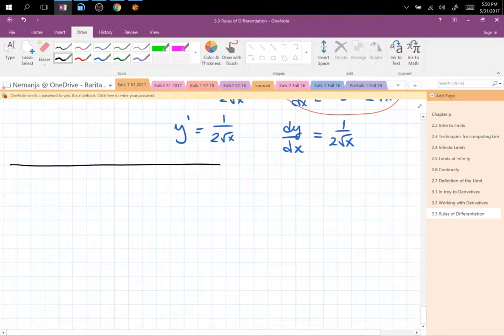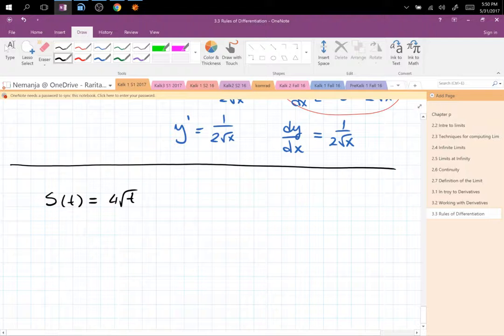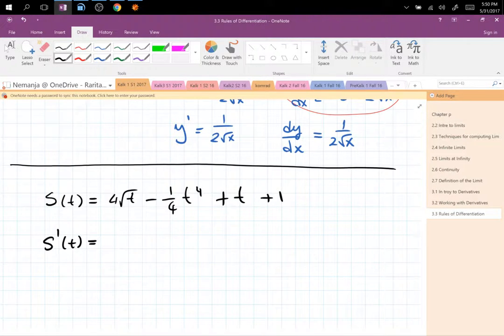All right, now that we cleared notation a little bit, let's see what are the problems that they want you to solve. Okay, so they tell you that S of t is equal to 4 root t minus 1/4 t to the fourth plus t plus 1. And let's see, what's S prime of t? You don't have to have f of x all the time. You can have anything. 4 root t minus 1/4 t to the fourth, yep.